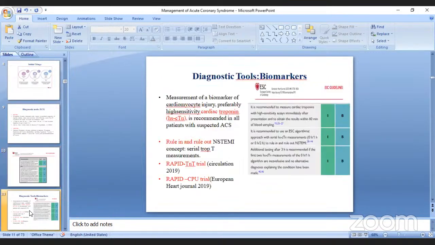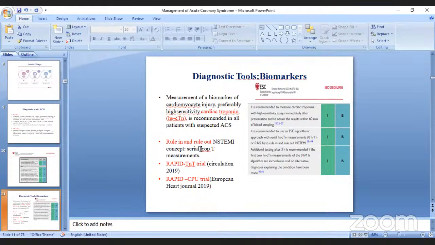Moving on to biomarkers. The measurement of a biomarker of cardiomyocyte injury, preferably a high sensitivity cardiac troponin, is recommended in all patients with suspected ACS. And these results have to come in within 60 minutes of the blood sampling. And it is also recommended to use the European Society of Cardiology algorithmic approach, that is, with serial high sensitivity troponin measurements at the time of arrival and at 1 hour or 2 hours later, in order to rule in or rule out the NSTEMI.